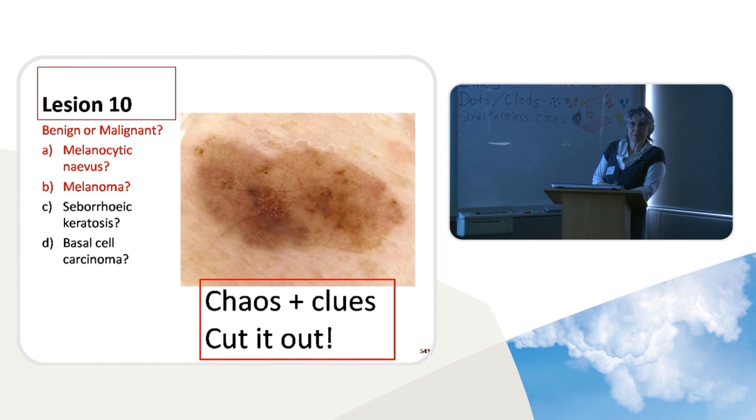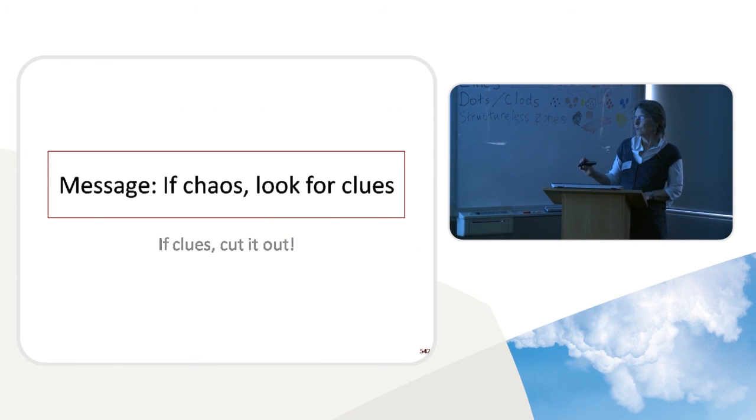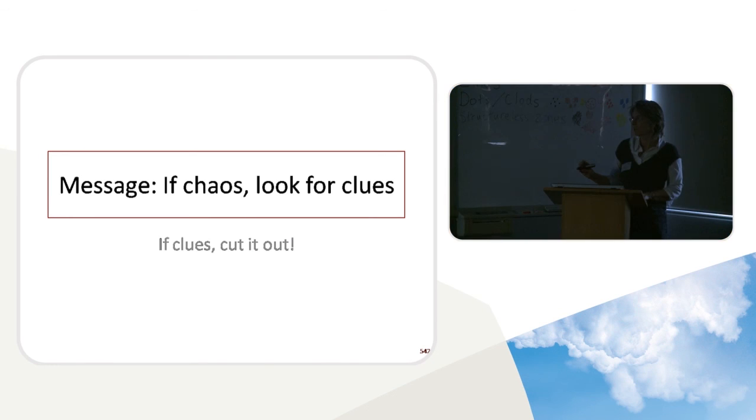Okay, let's have white cards for benign and orange cards for malignant, and see what we come up with. I'm hoping half and half. Okay, that's about right. If you're not sure, excise it. So if chaos, look for clues. If clues, cut it out. Thank you.